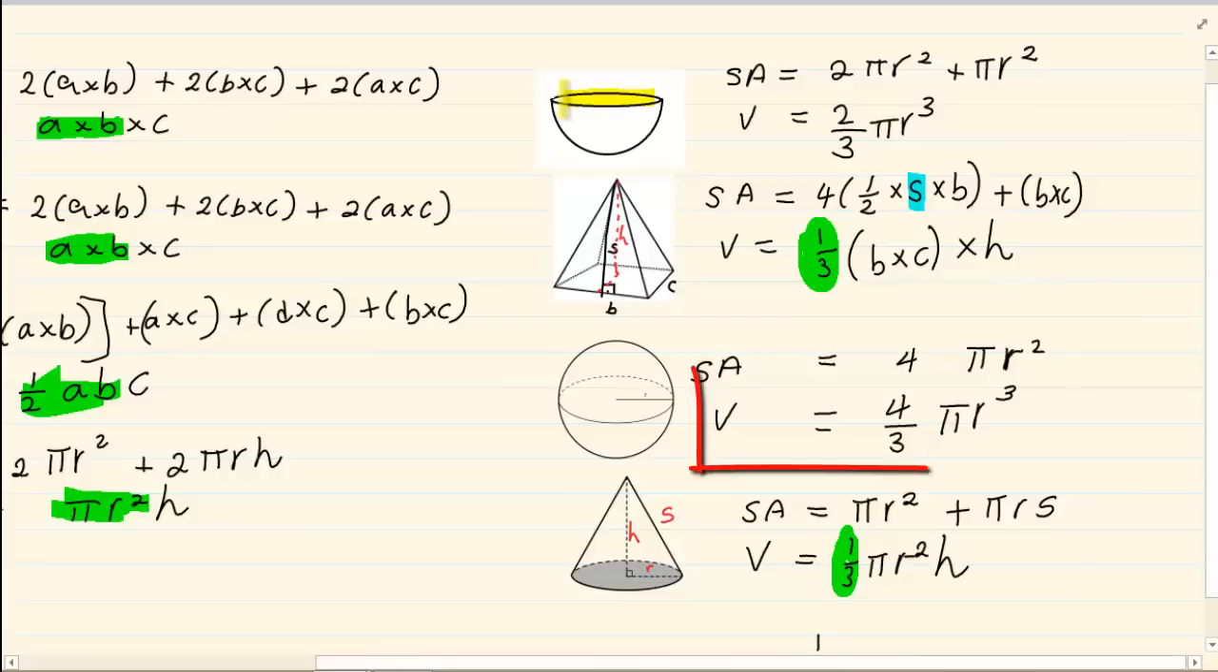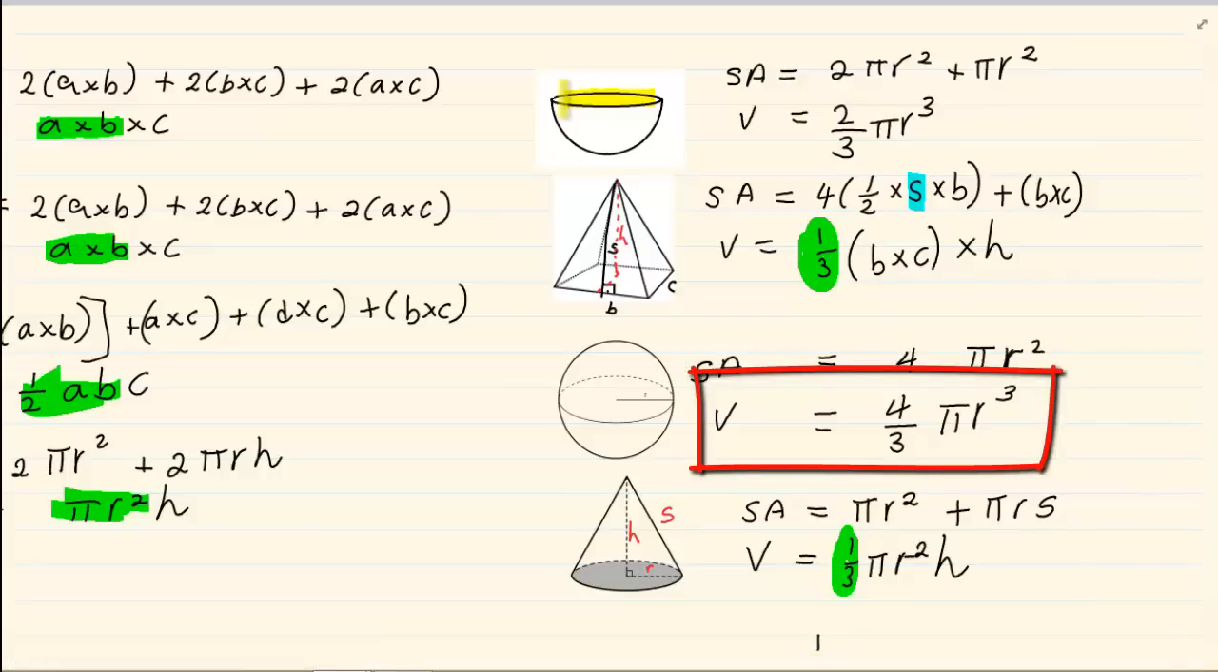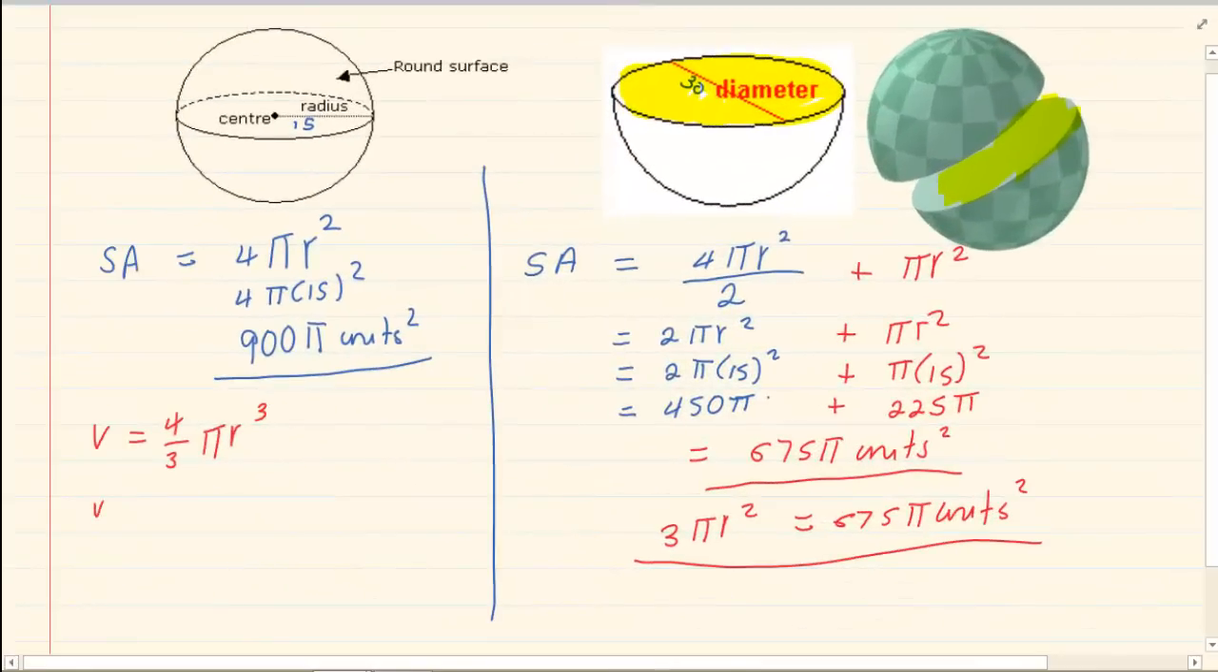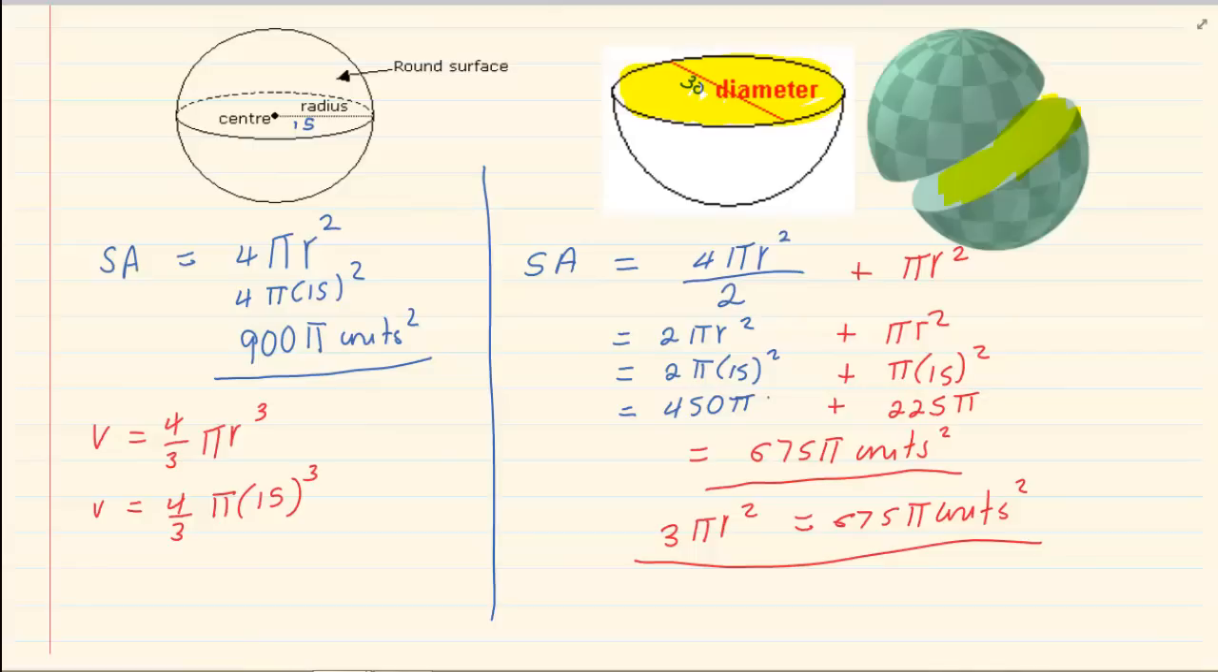Now let's look at the volume. The volume is 4 over 3 pi r cubed for a sphere. So we're going to say volume is equal to 4 over 3 pi. We know that r is 15. You can simply put it in your calculator, which is equal to 4,500 pi units cubed.